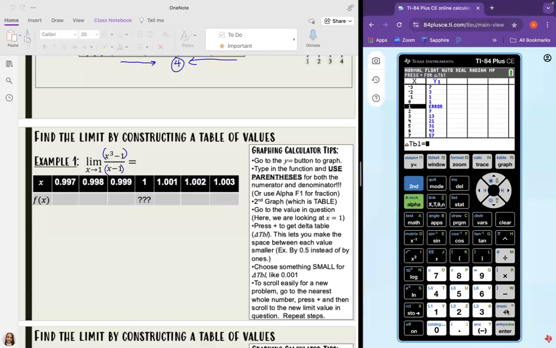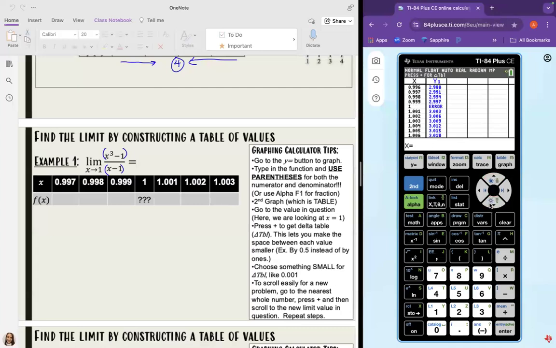And that will tell you, you can type in whatever you want the difference in x's to be. Do you see the values I want here? I want 0.997, 0.998. I'm using thousandths. So let's say I want delta table to be 0.001. Did I say hundreds? I meant thousands. I'm sorry. Okay, and hit enter. And your table, do you see how it changes?